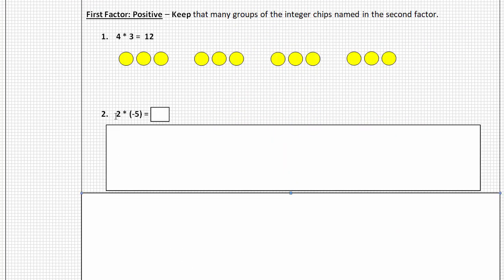Here in our second example, we have 2 times negative 5. Again, our first integer is positive, so we're going to keep 2 groups of 5 negative integer chips. So what do you think that's going to look like drawn out? If you think you know, go ahead and pause the video and do that. If you're not quite sure, you can see how I'm going to begin to set this up.